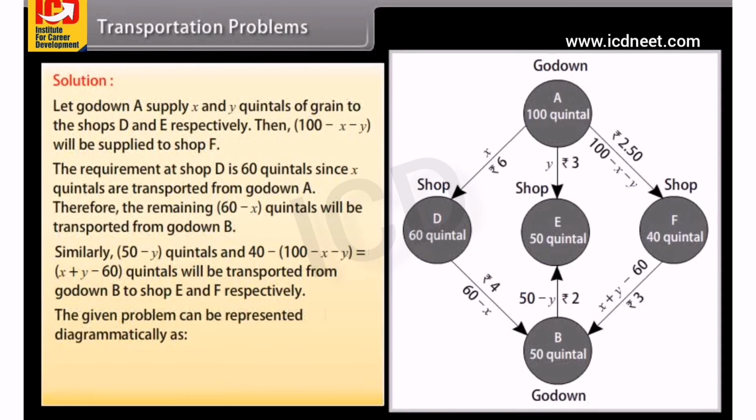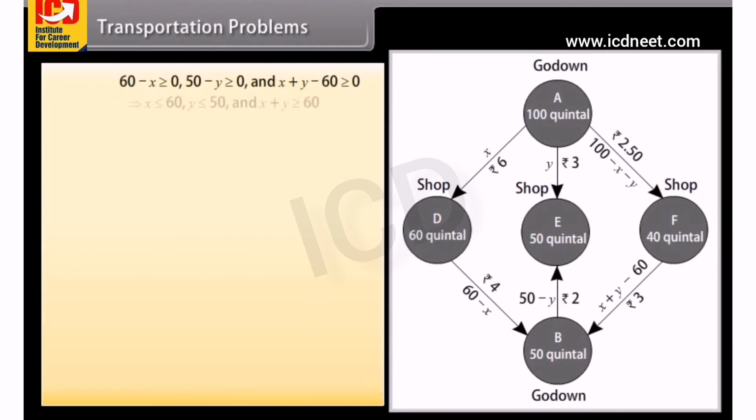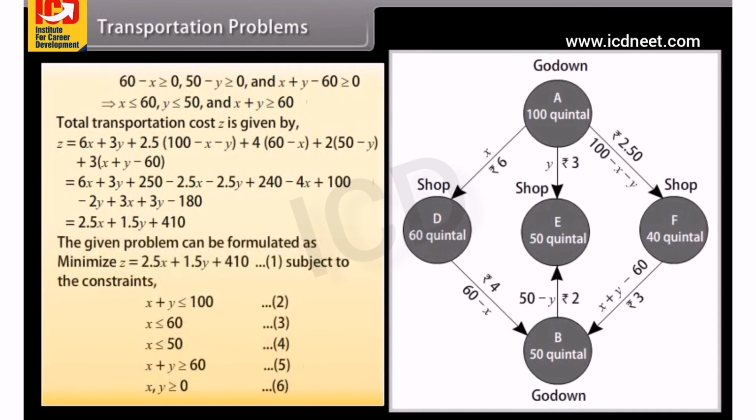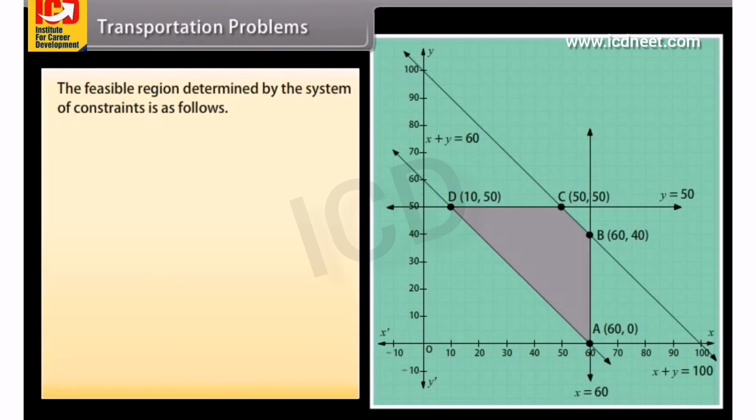The given problem can be represented diagrammatically. Total transportation cost Z is given by... The given problem can be formulated as: minimize Z equals 2.5x plus 1.5y plus 410. Mark it as equation 1. Subject to the constraints. The feasible region determined by the system of constraints is as follows.